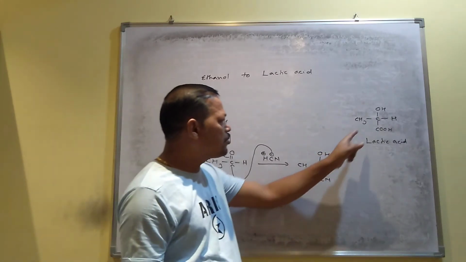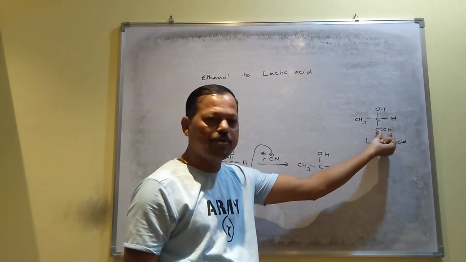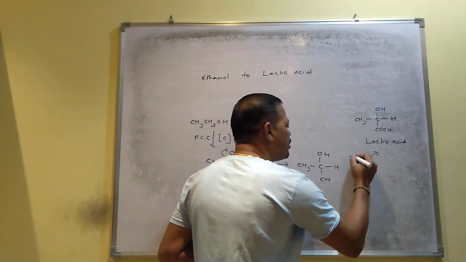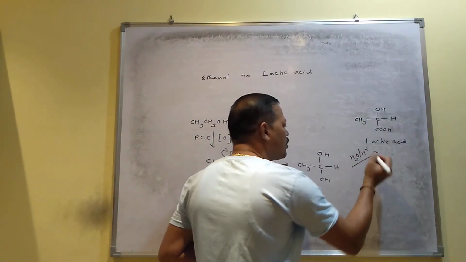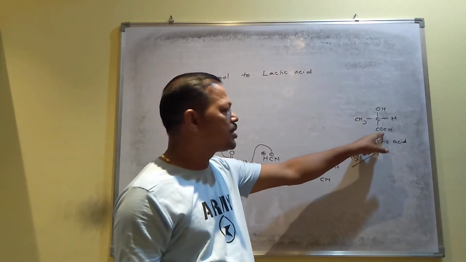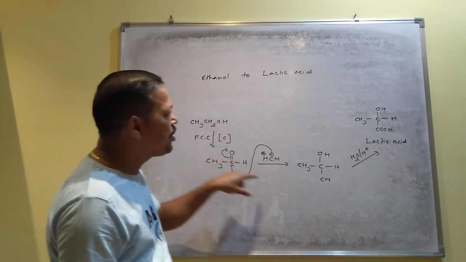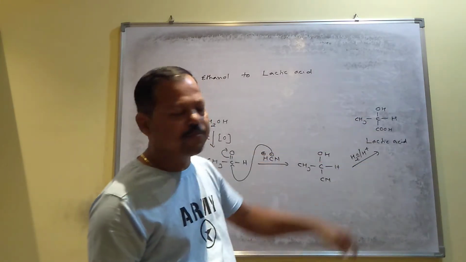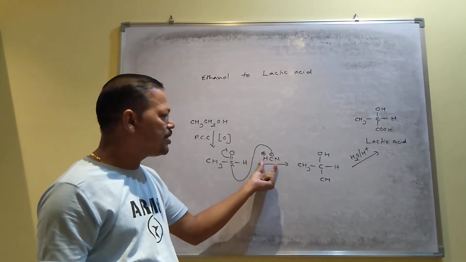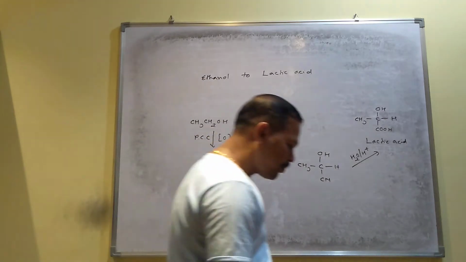So now the difference between lactic acid and this one is, here it contains CN, there it contains COOH, others are the same. So what you have to do? Just do hydrolysis. When you do hydrolysis, the cyanide is converted to a COOH group. Ultimately, the ethanol is converted to lactic acid. So these are the applications of this reaction. In conversions, you can apply this type of reaction to convert one compound to another compound.